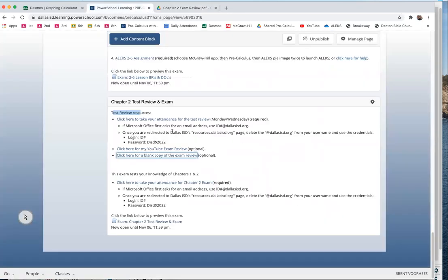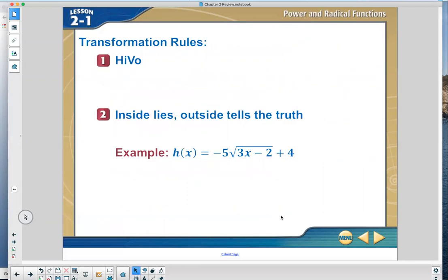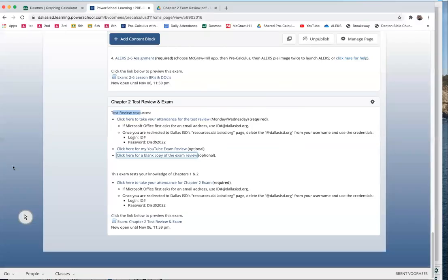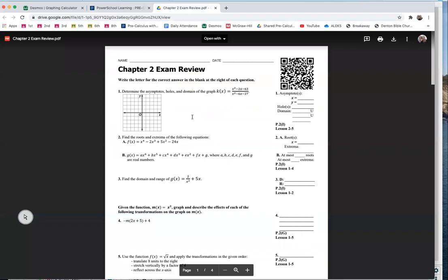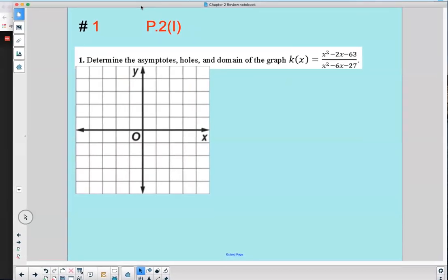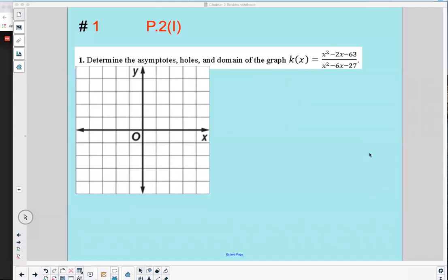Any questions on that? That was under the Chapter 2 page, Chapter 2 test review and exam. It's right here, the blank copy of the exam review, and I'm going to go through it. With that, let's get started with number 1. I have extra problems here that if we come back and have time, I'll get to. I'm going to work it out on the Smartboard, but on yours, it'll just follow this document, so you know what I'm doing.